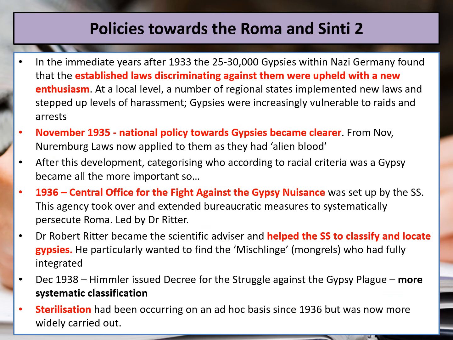Next, we're going to think about the policies towards the Roma and Sinti and what happened to them over time. This slide is going to think about what they did before the Second World War, and in the next slide we'll think about the impact of war on their policies.